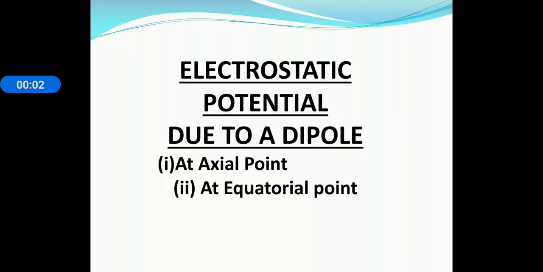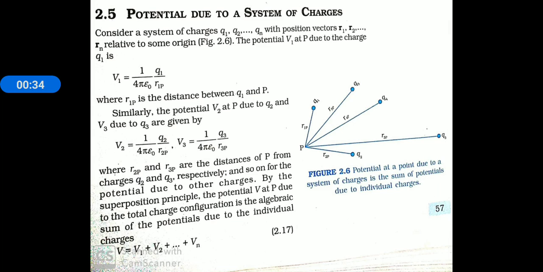Today's topic is electrostatic potential due to a dipole at axial point and at equatorial point. As you know, the dipole is a system of two charges separated by a distance. So, before finding the electrostatic potential due to a dipole, let us understand the resultant electrostatic potential due to a system of charges. Now, potential due to a system of charges.